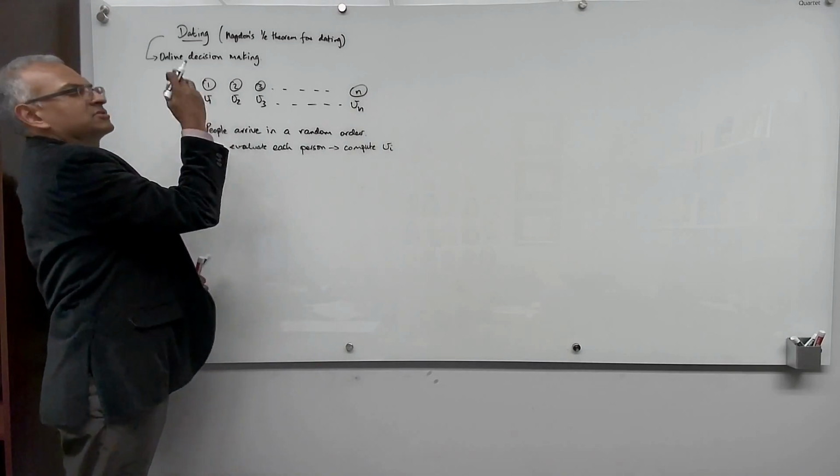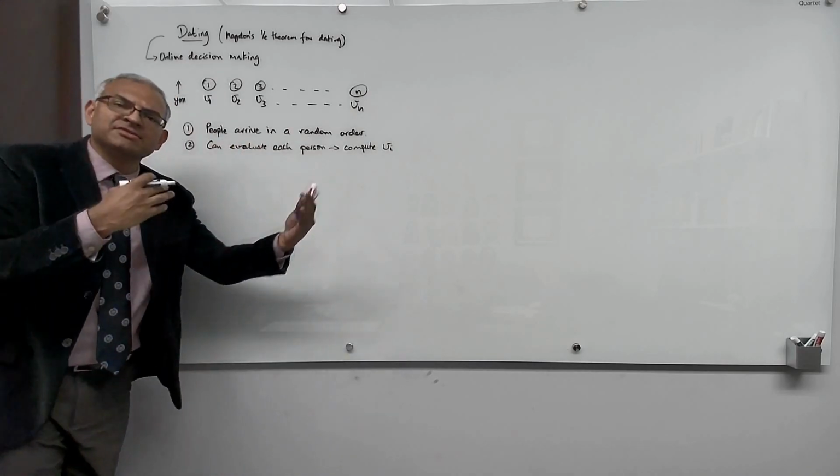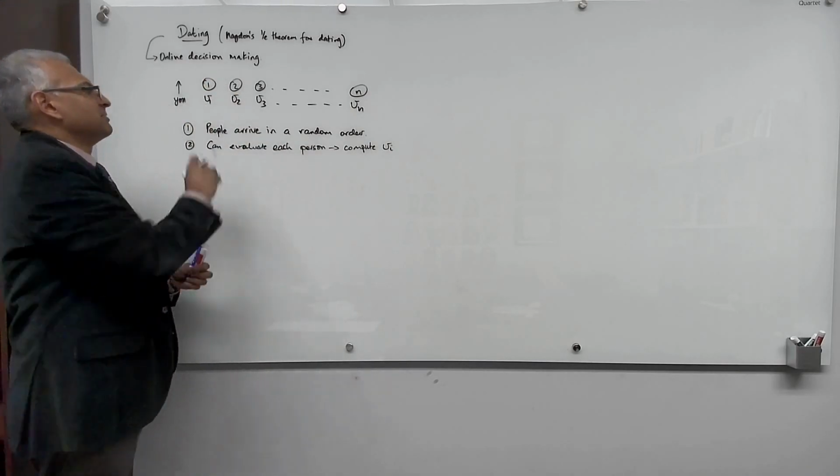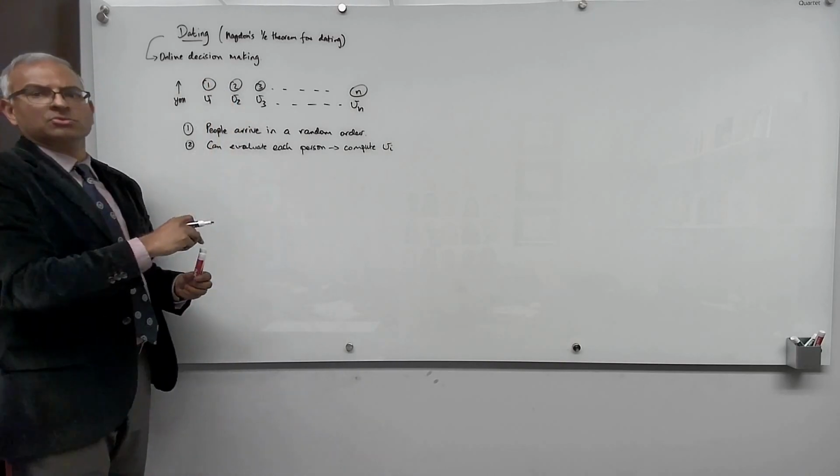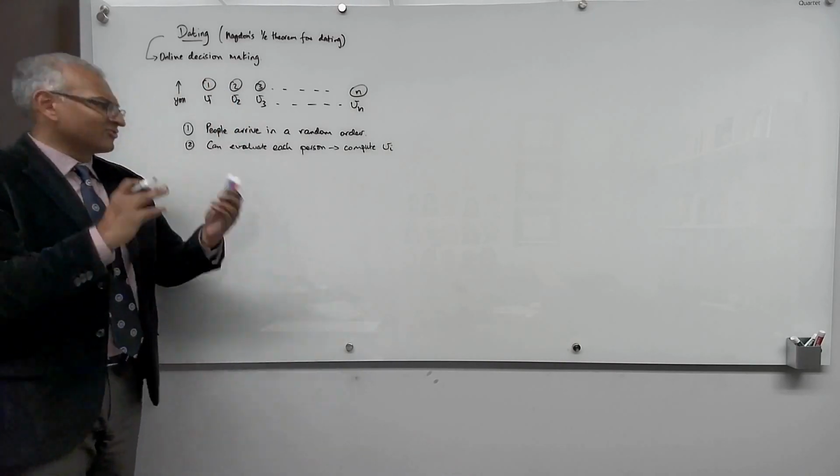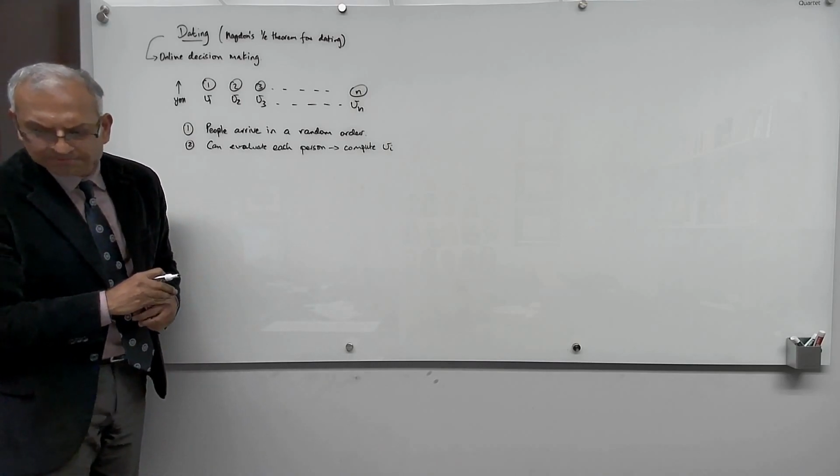Imagine that at time step 1, whatever time step means, maybe a month, you date person 1. Then maybe for the next month, you date person 2. And at the time that you're dating them, you can evaluate them. So this is an assumption.